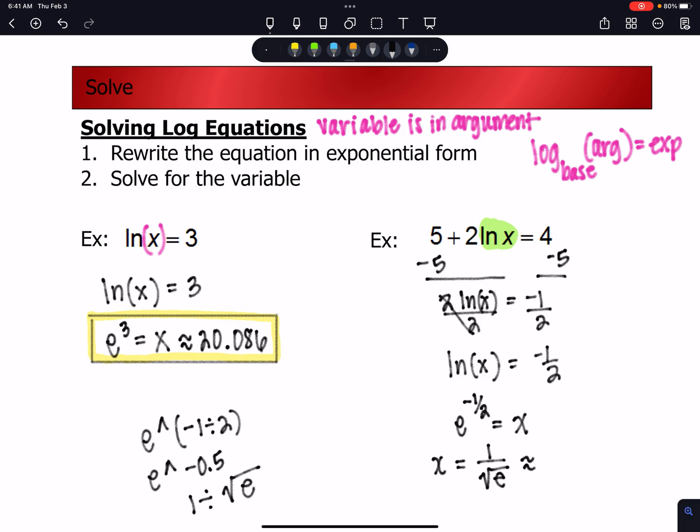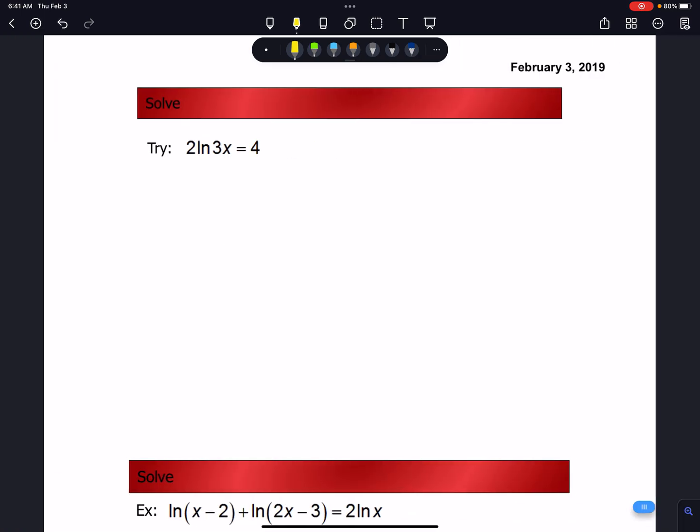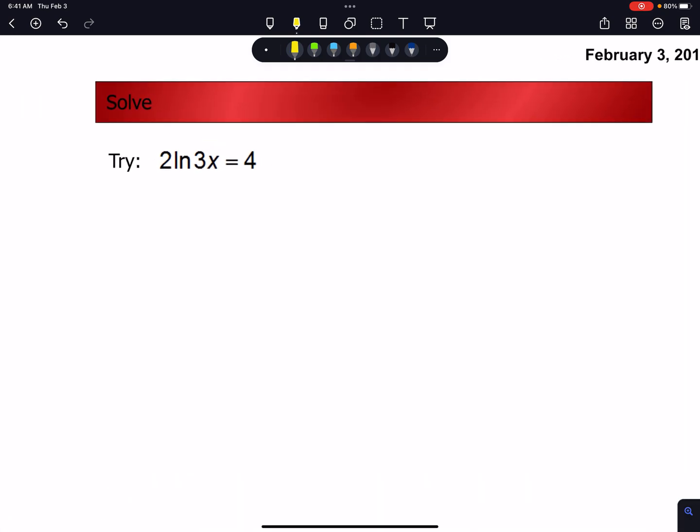No matter how we put that into our calculator, as long as we put it in correctly, we're going to get 0.607. So I encourage you, as always, to make sure that you know how to put this into your calculator. And I said I was going to use some color, so I'm going to highlight my answer. Okay, hopefully you're feeling good to do this try. Go ahead and press pause, and when you're ready to reveal the answer, press play.